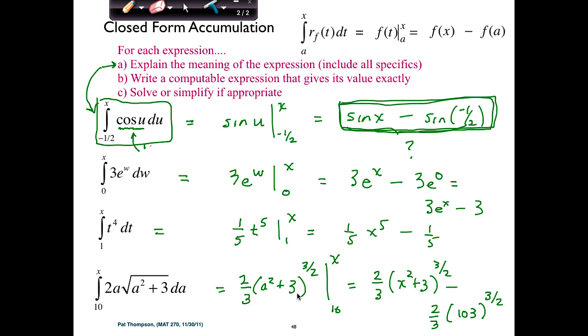Okay, so we're asking what function has as its derivative the rate function I'm given. And then I'm going to apply the fundamental theorem and do final minus initial. So that antiderivative evaluated at x minus the antiderivative evaluated at the starting value. And that gives me the net change from whatever a is to x. Okay, one more, quick. Any questions before I erase?